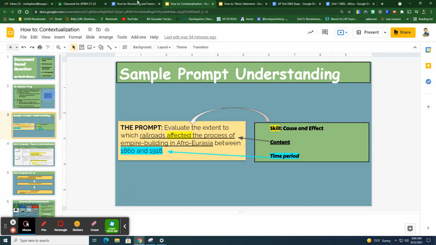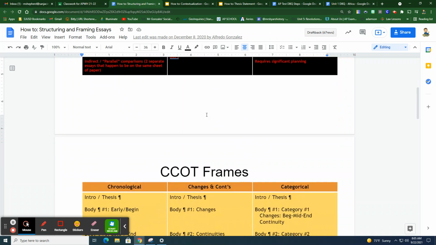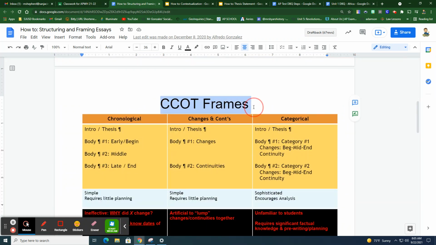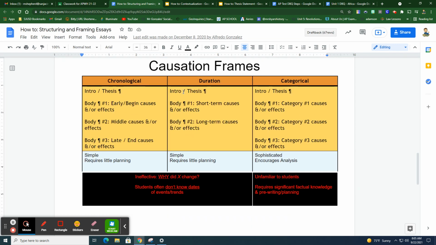Alrighty, kiddos. So the document we're looking at is right here. Let's see if it's popping up on your screen. There it comes. As you identify the skill in your prompt question, you're going to find which graph goes with your skill. For example, this comparison graph would go with the compare and contrast skill in the prompt. This continuity and change graph will go with the continuity and change prompts, and then obviously cause and effect, which is the one ours is on, would go into this one.